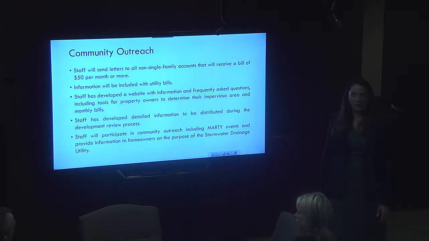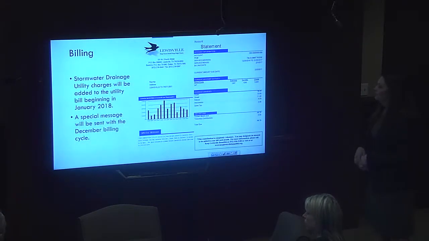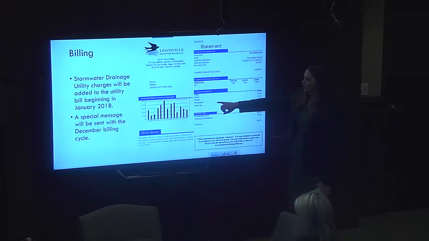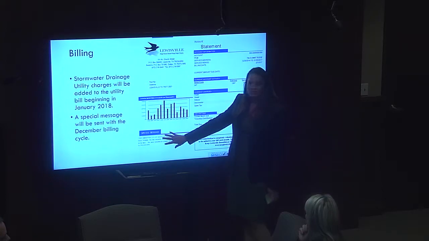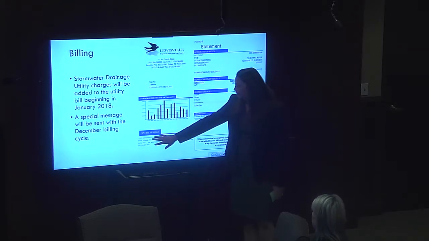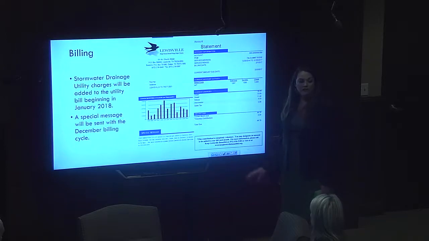So this is an example of what a bill is going to look like. Under the current charges, in January of 2018, they'll start seeing the stormwater charge that shows up right here. This is a residential bill, so you see that flat rate of $4 there. This area here is where we'll utilize that special message that will be sent out with the total bill, and it will basically say next month stormwater charges will begin appearing on your bill. Please visit our website or call our number at Public Services for more information.